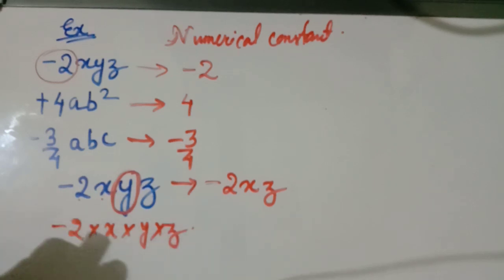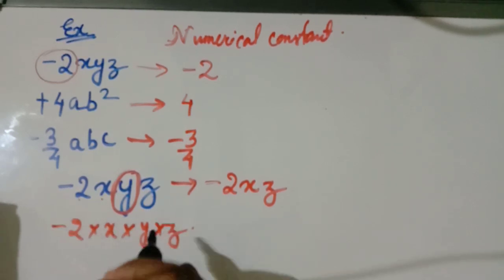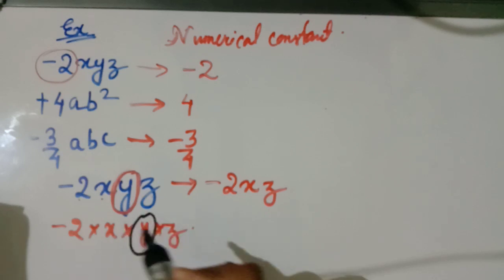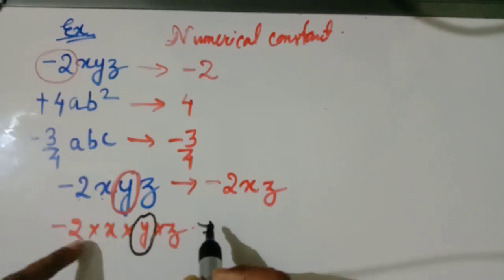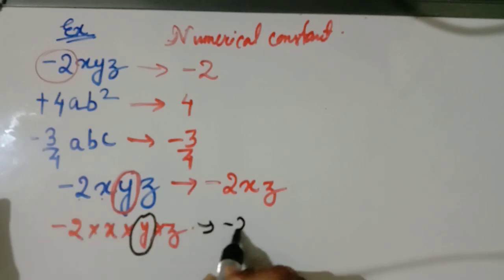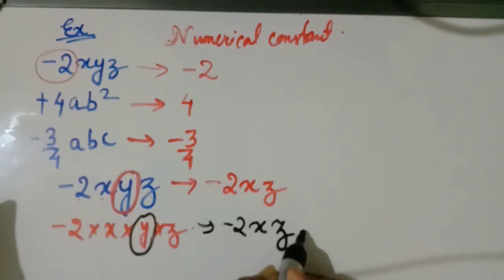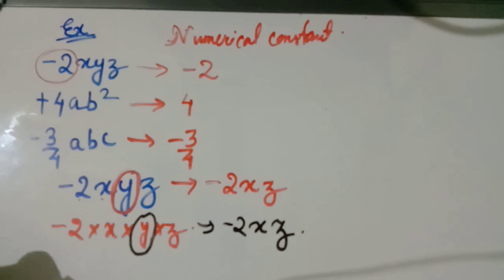Now, I am asking for only y. So, who are the coefficient of y? Means who are with y? So, you can say, same question I am showing, minus 2x and z. These are called the coefficient of y.